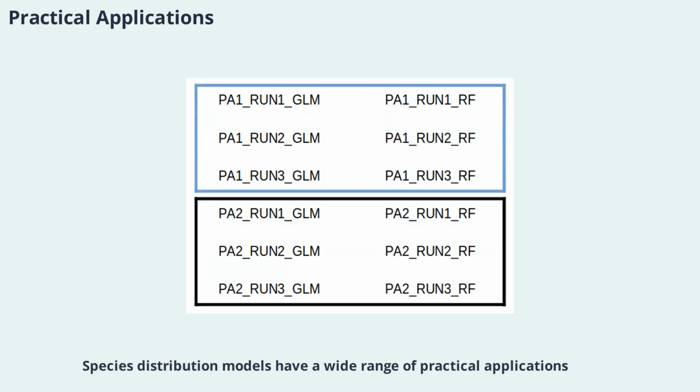Species distribution models have a wide range of practical applications. They inform conservation planning, guide habitat restoration, and support biodiversity monitoring. Models can predict the impacts of climate change, identify invasive species risks, and prioritize areas for protection. By translating complex data into actionable insights, species distribution modeling plays a vital role in sustaining ecosystems and supporting policy decisions.